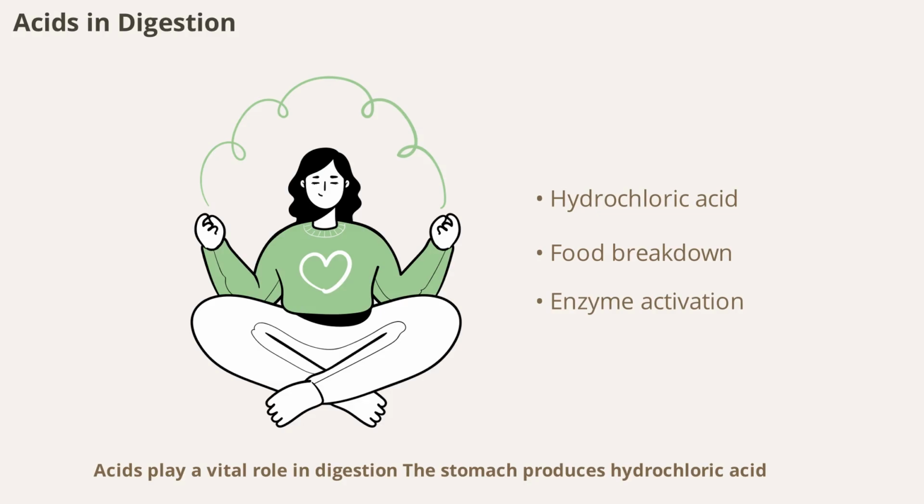Acids play a vital role in digestion. The stomach produces hydrochloric acid, which helps break down food and kill harmful bacteria. This acidic environment activates digestive enzymes, ensuring nutrients are properly absorbed. Without stomach acid, digestion would be much less efficient.